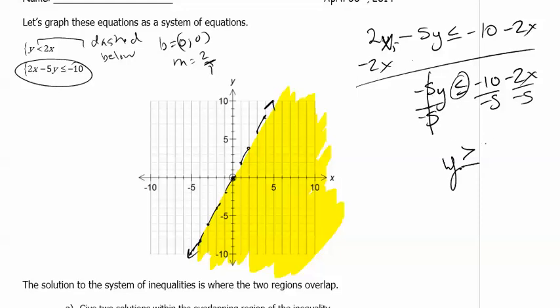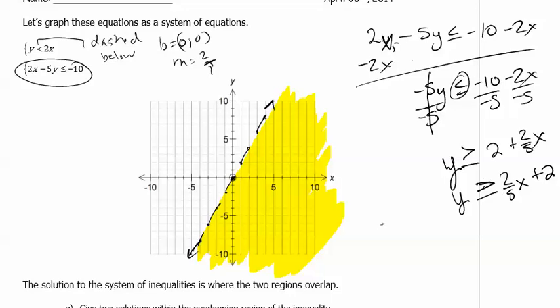So y is greater than or equal to 2 plus 2/5 x. My slope is 2/5. I'm going to rearrange that quickly. And so y is greater than or equal to 2/5 x plus 2.